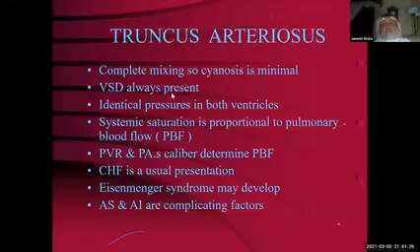So in truncus arteriosus, there is almost always a VSD. There are truncuses without a VSD, and they are in deep trouble. They have identical pressure in both ventricles because the VSD is usually large and it equalizes the pressure. So obviously they are prone again to significant pulmonary hypertension very soon in the course of their disease.